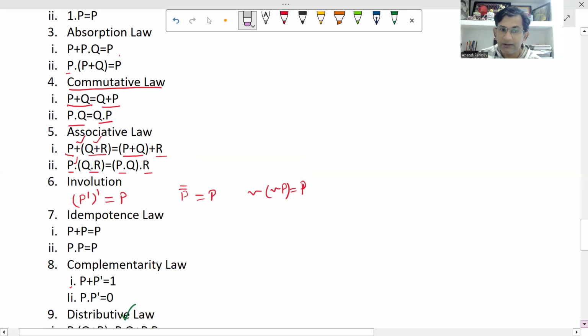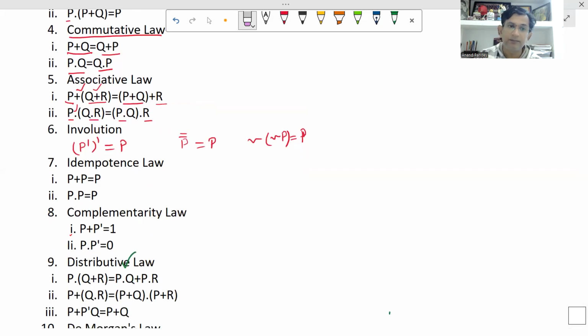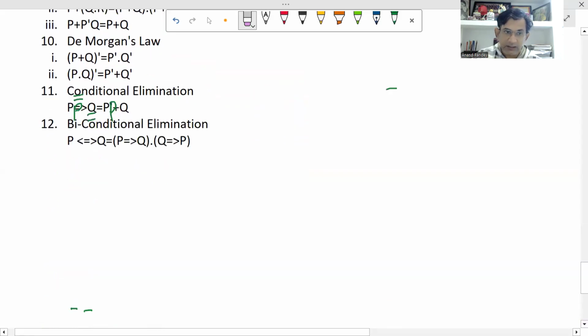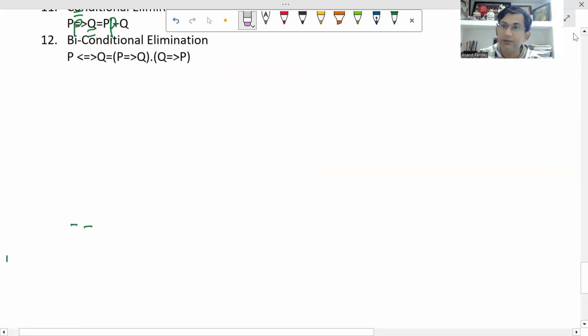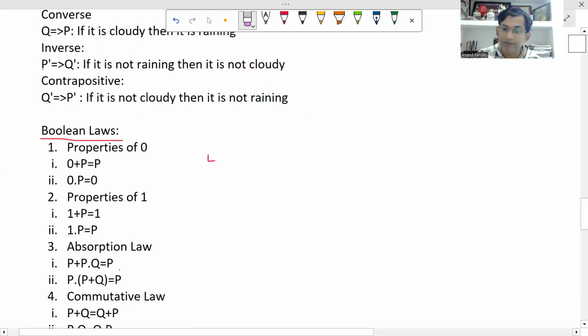You have to remember these laws with the name. Names are also very important. You may have a question like: state commutative law, state idempotence law, state absorption law. You may have questions like this. So you have to remember the name as well as the law.